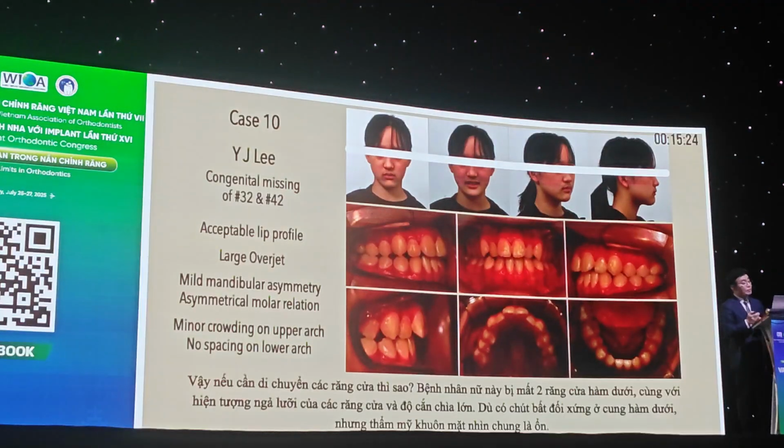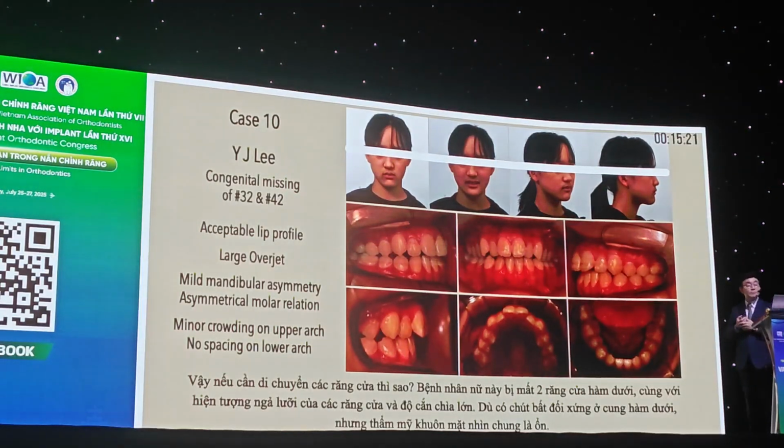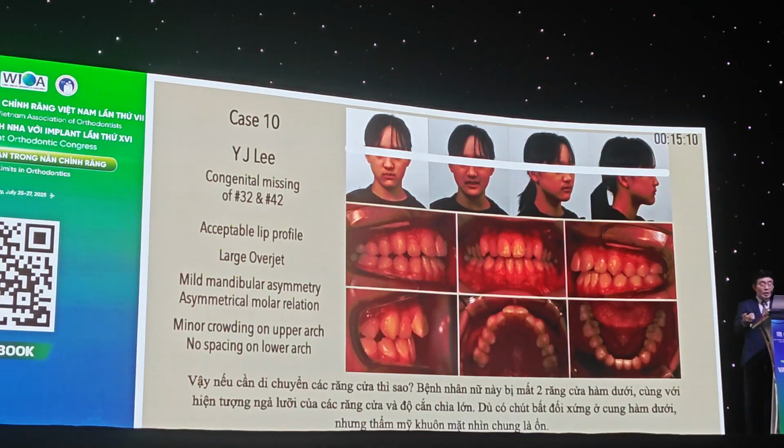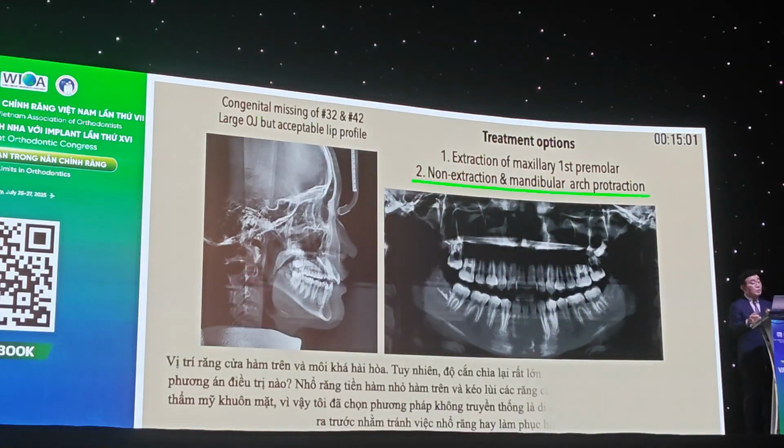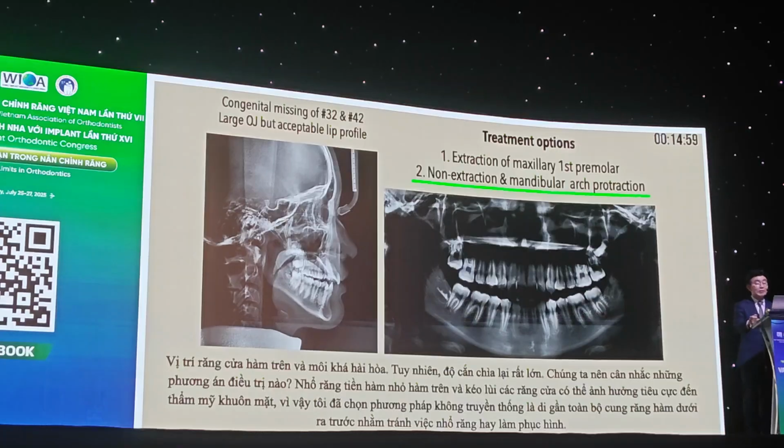What if there is a need for movement of the incisors? This female student has 2 missing mandibular incisors, along with lingual inclination of the incisors and a pronounced overjet. Although there is a slight mandibular asymmetry, her facial aesthetics are generally favorable. The position of the maxillary incisors and lips are relatively well aligned. However, the overjet is notably large. What option should we consider?